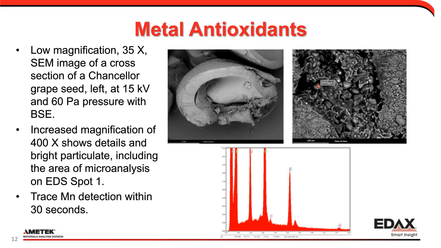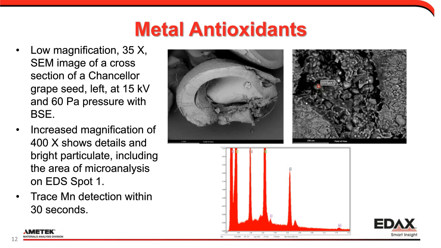What also is probably going on is we're collecting from a wider area, due to the spread at the higher pressure in the microscope. But the result is that we're able to actually detect these antioxidants directly within the grape seed.